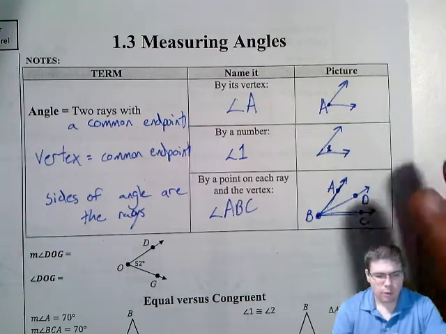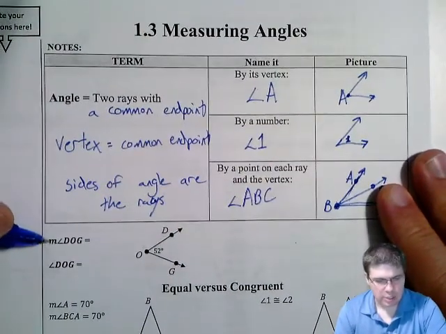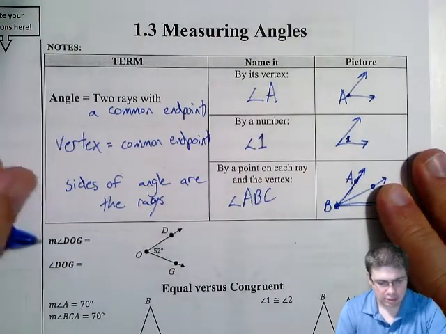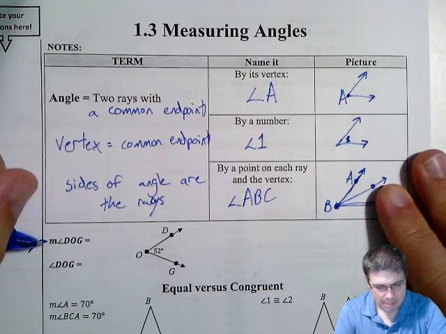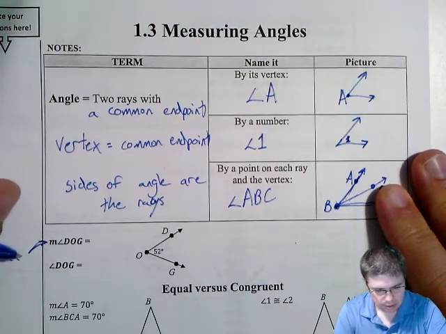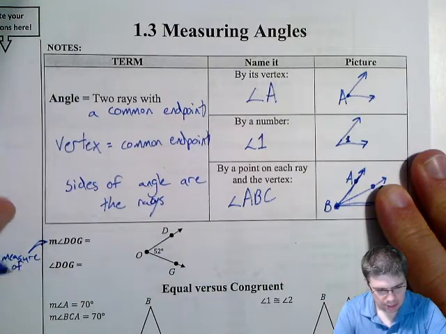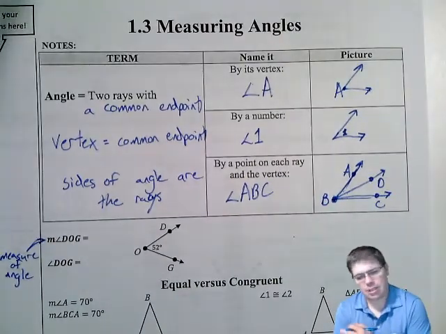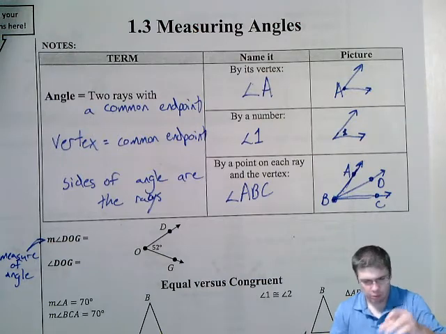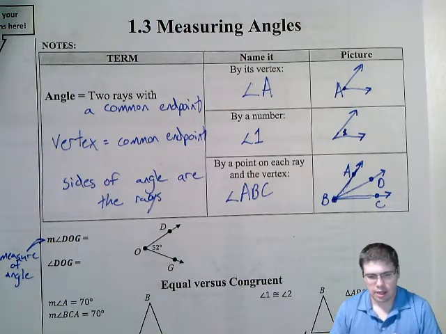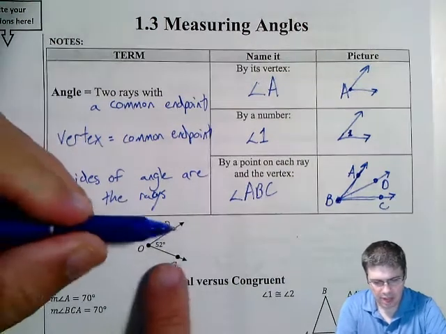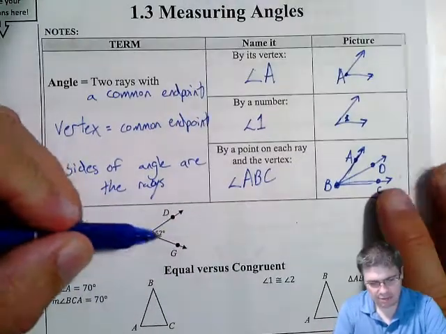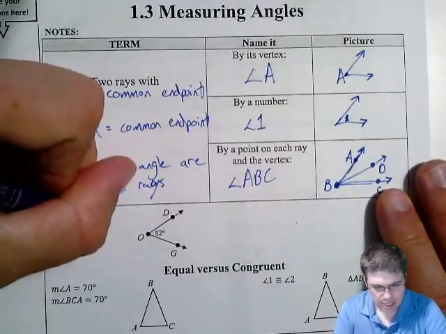All right, so then if we want to do the measure of an angle, we put a little m in front of that angle symbol. So that is the measure of an angle. And we'll start measuring in degrees. There are other ways to measure angles, but we'll measure in degrees. And so the measure of angle DOG is 52 degrees. And so that's actually a number.